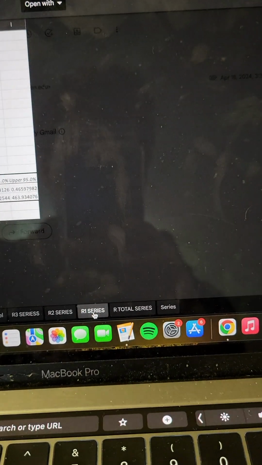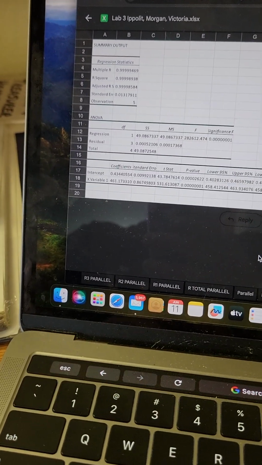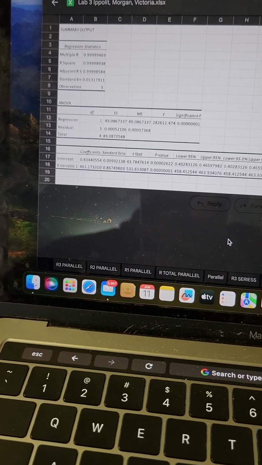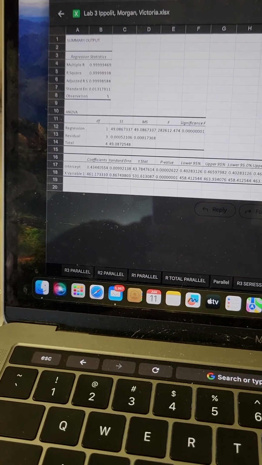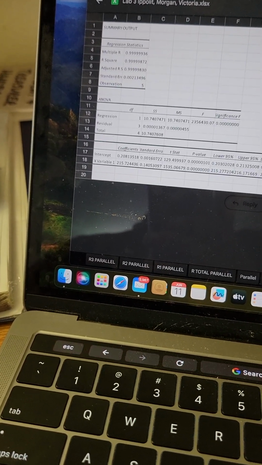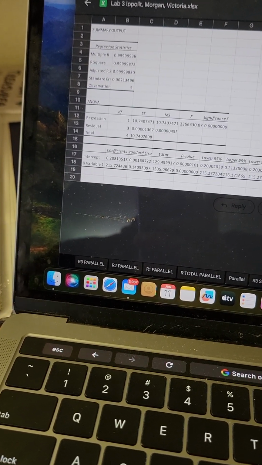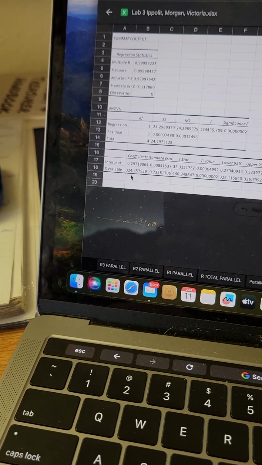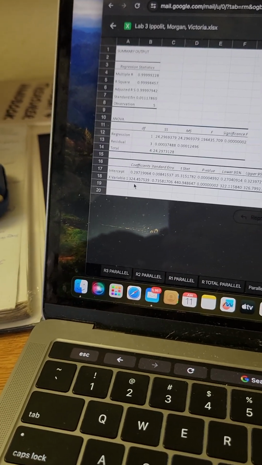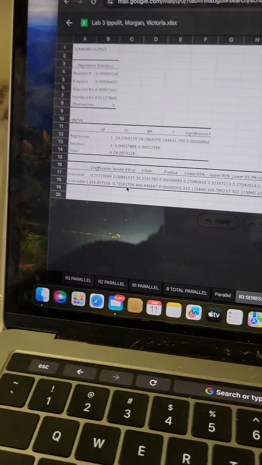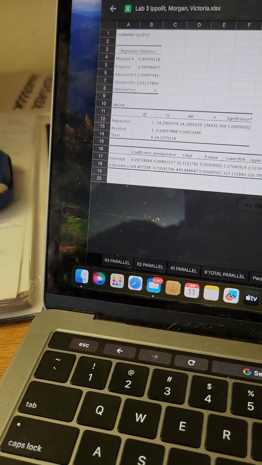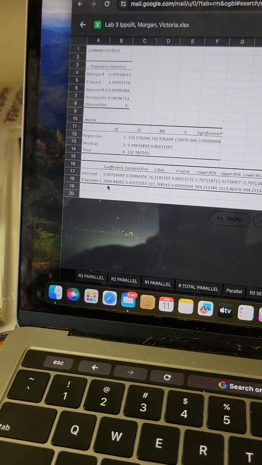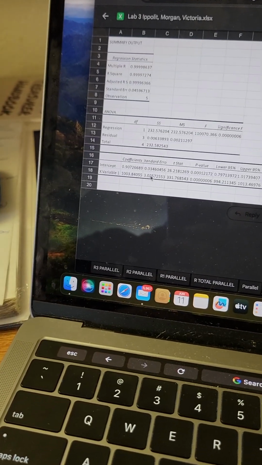So for R1 in series, we got a value of 462 plus or minus 1 ohm. R2 is equal to 216 plus or minus 1 ohm. R3 is equal to 324 ohms plus or minus 1. And the R total is equal to 1,004 plus or minus 4 ohms.